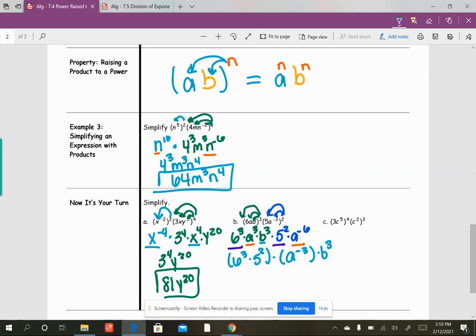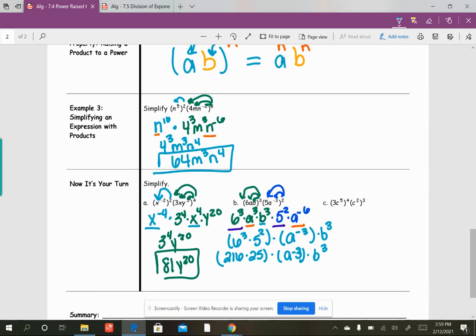So 6 to the third power is 216 times 5 to the second power is 25. We still have that a to the negative 3 and that b to the third power. So then we need to multiply 216 and 25, and you're going to get 5,400. And we look at the a, it's negative, so we immediately know it needs to be moved down. And then b can stay up at the top, it's positive. And that becomes our answer.